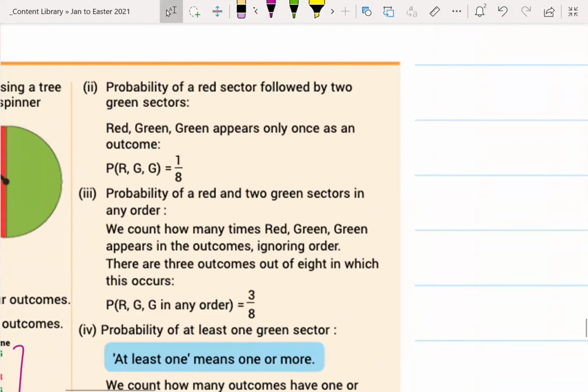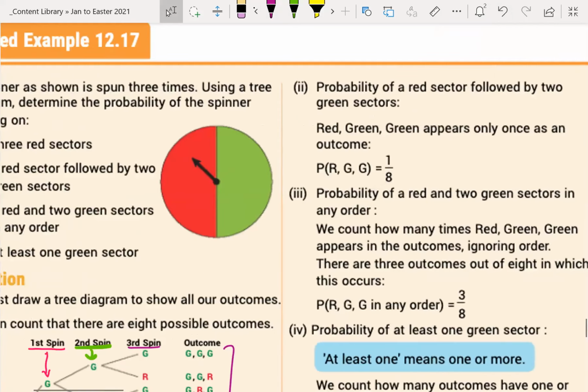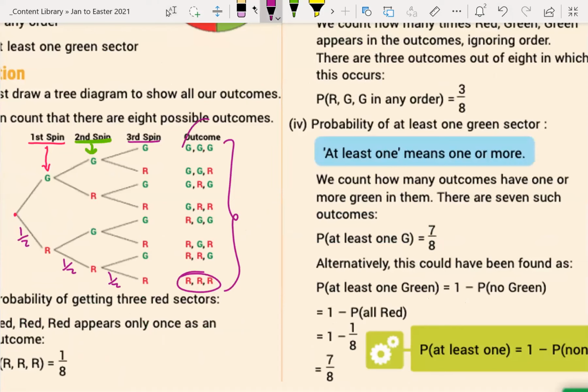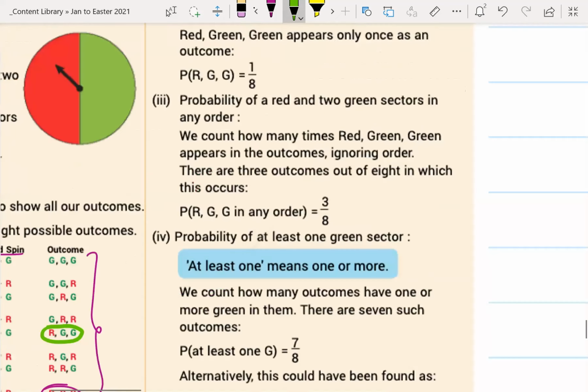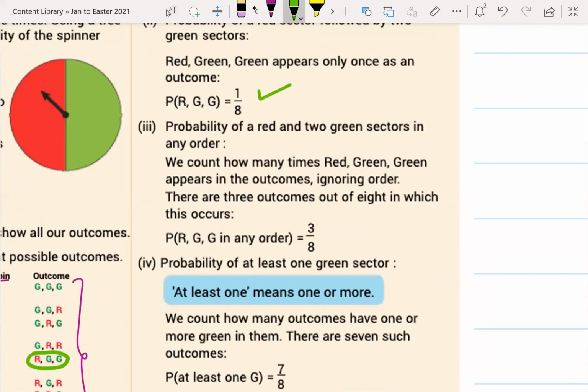Next one, part 2. What's the probability of a red sector followed by 2 greens? A red followed by 2. And if you've done it this way, where you've listed out the outcomes, you can clearly see a red followed by 2 greens only happens here once. So it's red, green, green, 1 over 8.